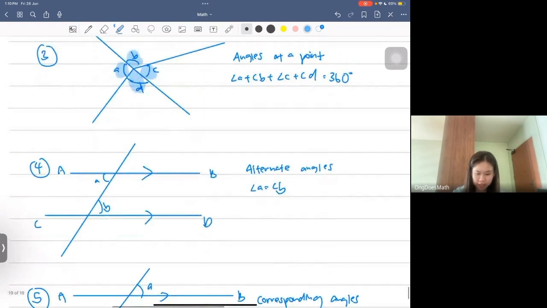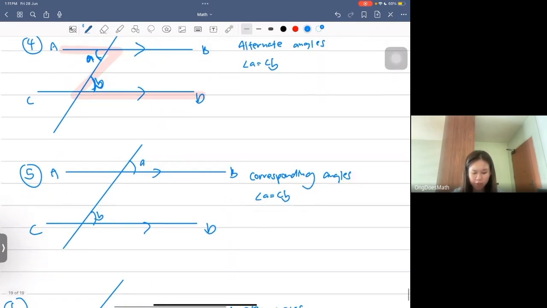Next, alternate angles. Usually for this, you look out for the Z. This is the Z you are looking out for. Basically, there are 2 parallel lines, and that's why you get this Z shape. Alternate angles just means that the angles inside the Z are equivalent to each other, which means that angle A is equivalent to angle B.